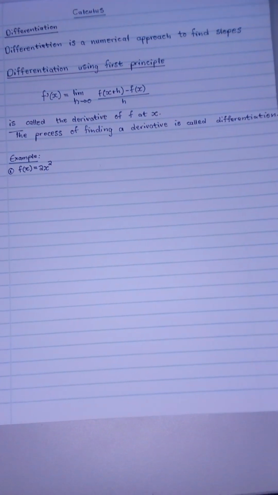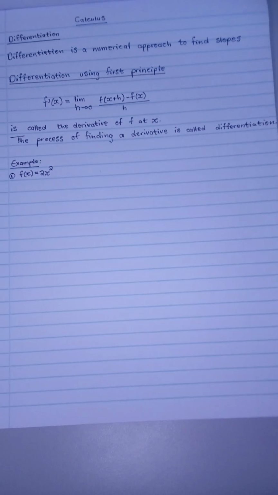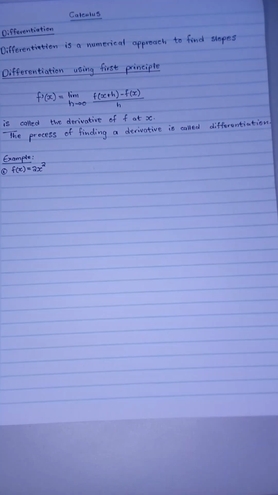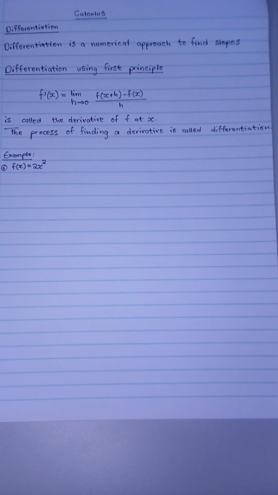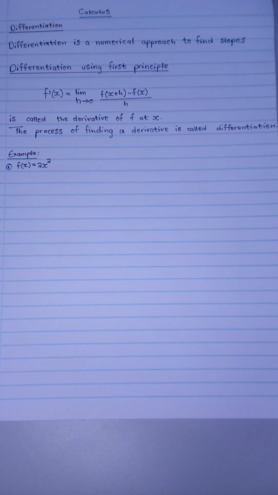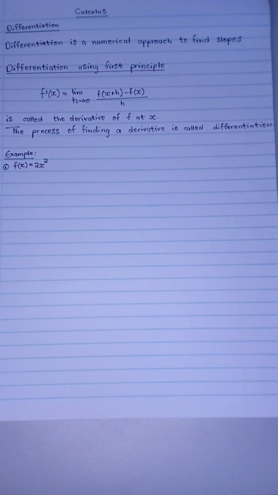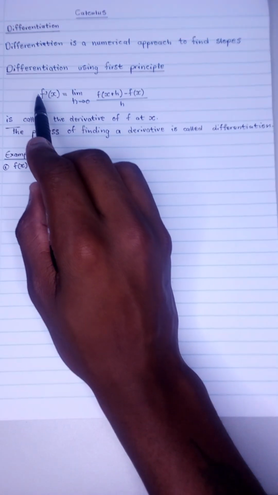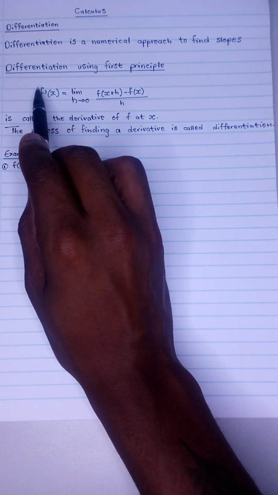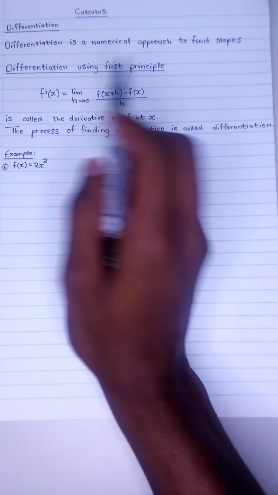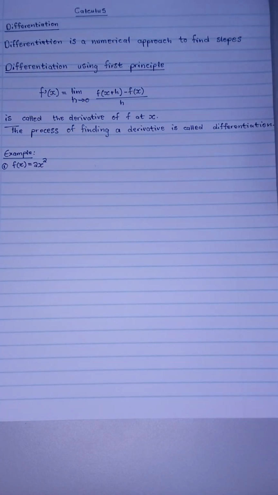Please excuse the camera. Okay, you must know this formula. You must know that it's f prime of x equals the limit when h approaches 0 of f of x plus h minus f of x, all over h. We call this formula the derivative of f at x. That's why we say f prime of x, it means the derivative of f at x. A process of finding a derivative is called differentiation. The process of finding a derivative is called differentiation.